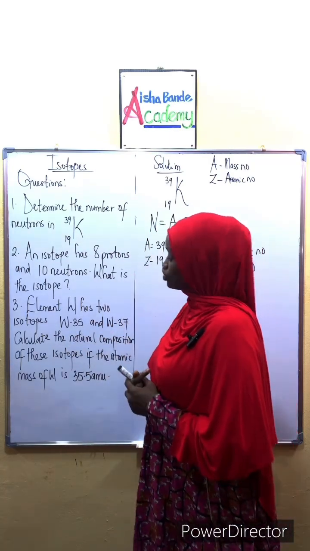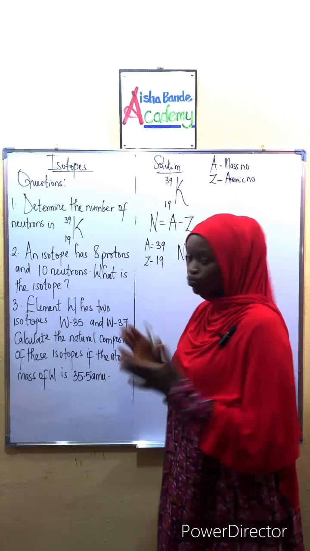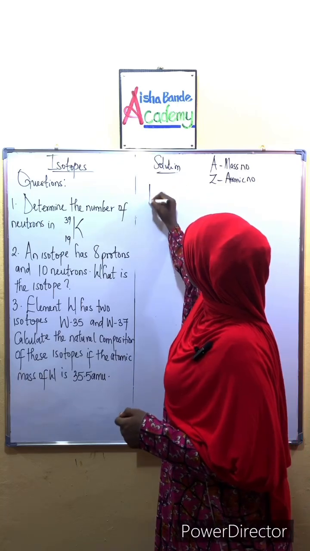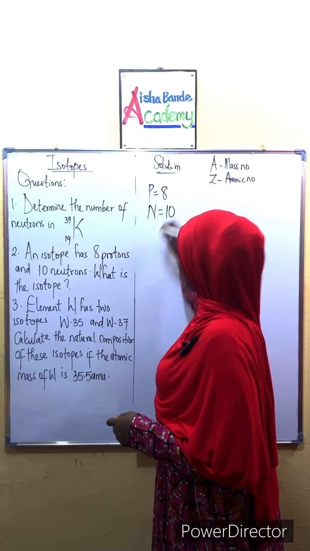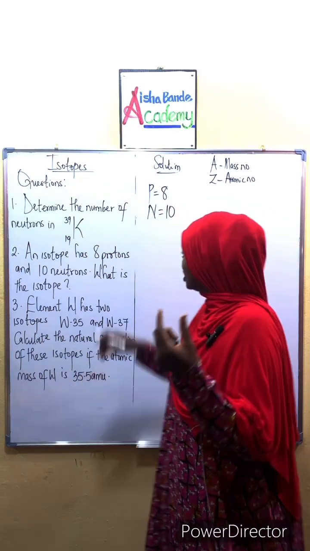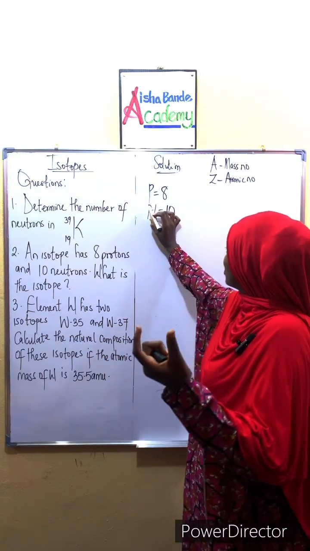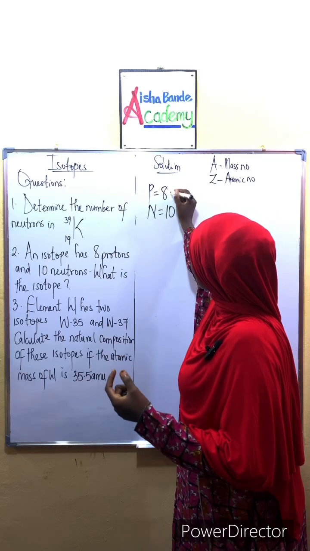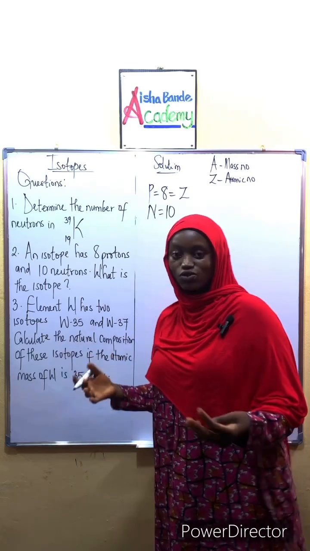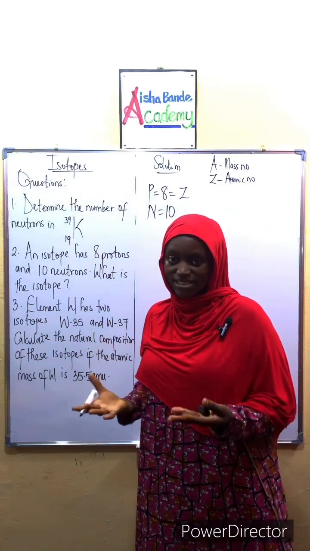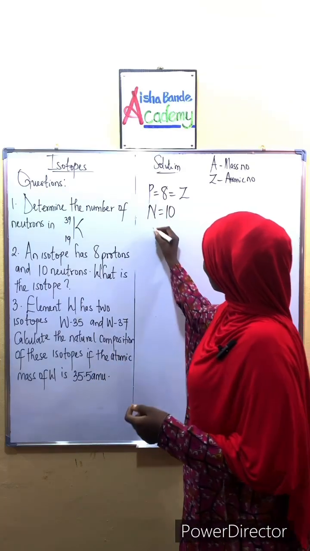Let's move on to the next question 2, which says an isotope has 8 protons and 10 neutrons. What is the isotope? So number of protons is equal to 8 and the number of neutrons is equal to 10. I remember from my definition, I said that the number of protons in the nucleus is known as what? The atomic number. So that means this proton here is the atomic number, okay? So now they are asking us what is the isotope? So how does this isotope exist? Or what is the format of the isotope? We need to get the mass number, which is A.